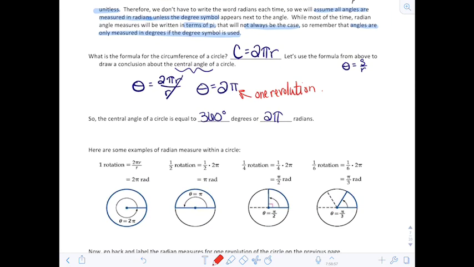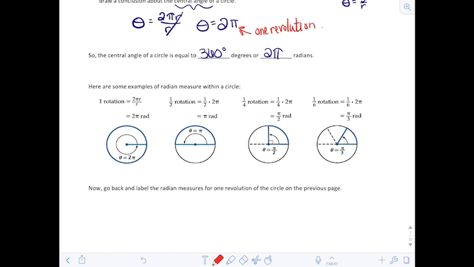So let's take a look at some examples. Here are examples of radian measure within a circle, and these are going to be important. Just like we learned the degrees around a circle, we're going to need to know the radians. The first one, full rotation, is 2 pi r divided by r. So 1 full revolution is 2 pi radians all the way around, and you can see that this is darkened all the way around. If we want half the circle, we're going to take half of 2 pi, and the 2's cancel, and we just have pi radians. So half a circle is pi radians.